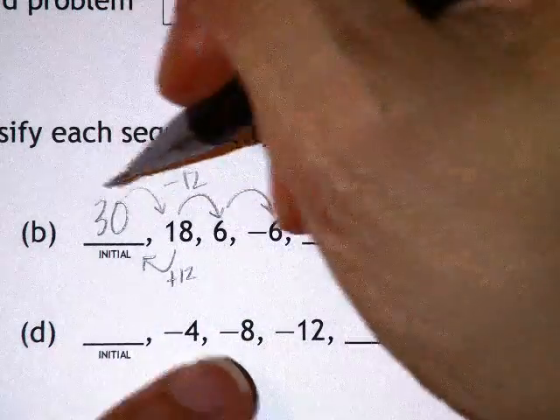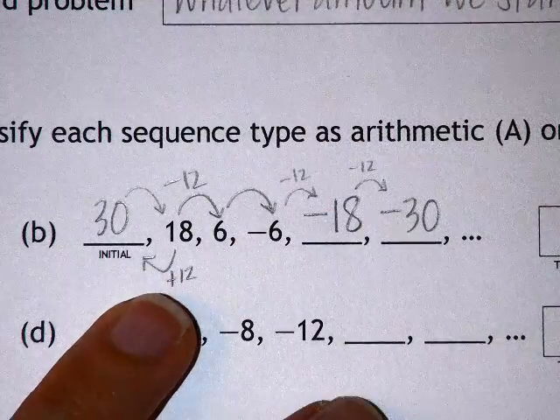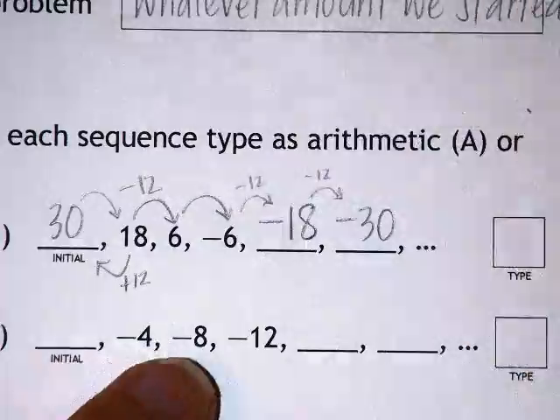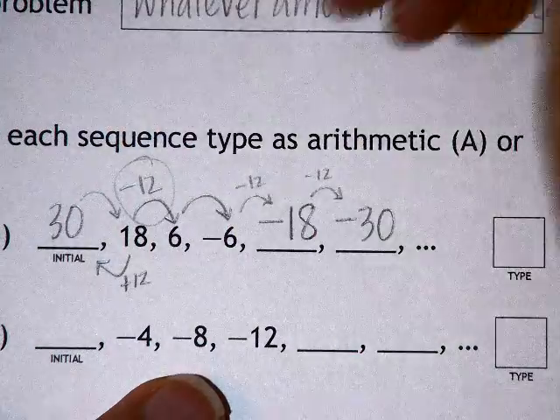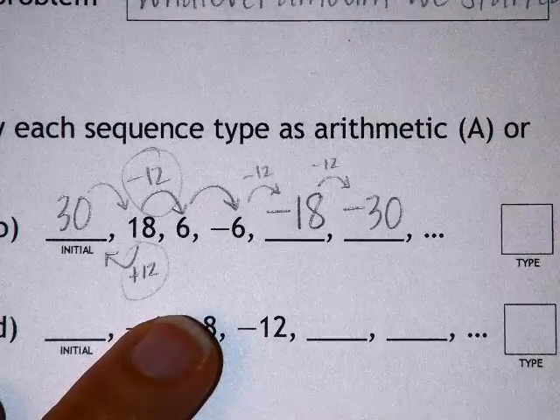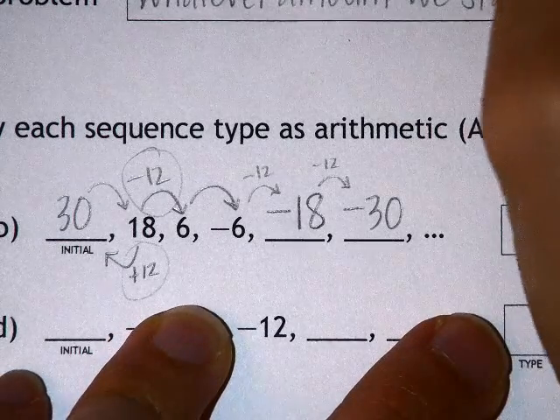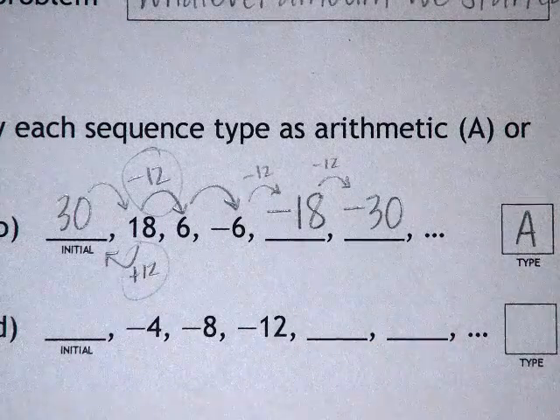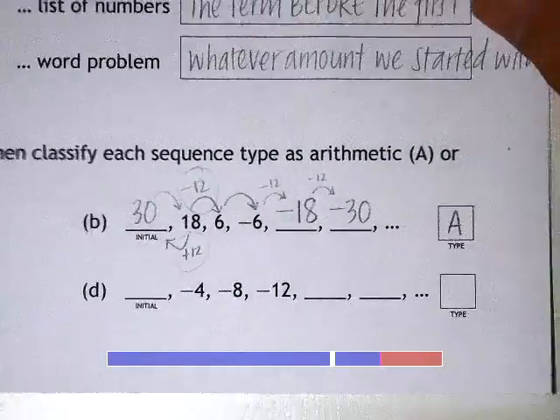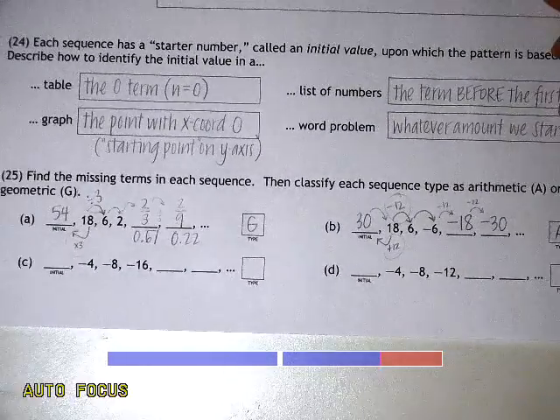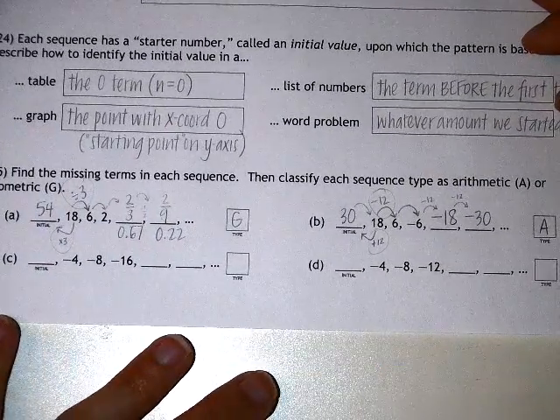So now I know my initial value is 30, I know all my missing terms, and I know I had to subtract in order to generate this pattern. Because I was subtracting, or adding if I went backwards, I'm doing an arithmetic operation. So I'll write A for the type there to show that this is the arithmetic type. If that seems easy enough for you and you're willing to try question letters C and D on your own, this would be a great time to do that.